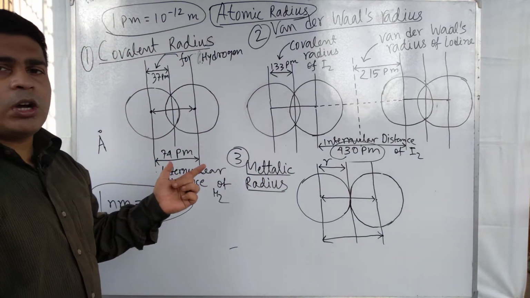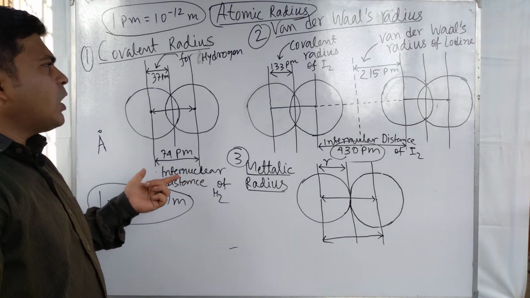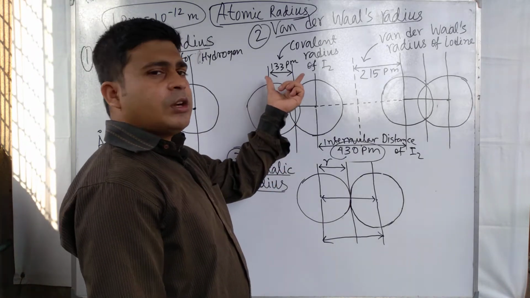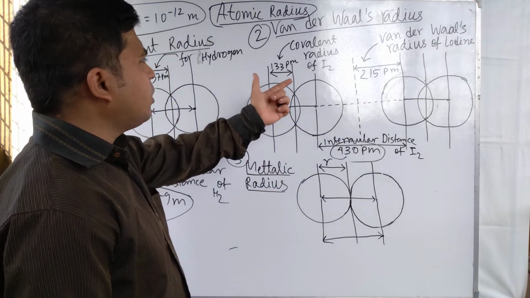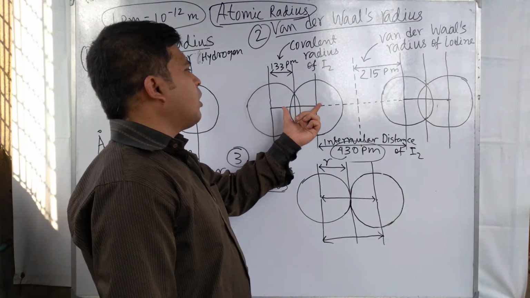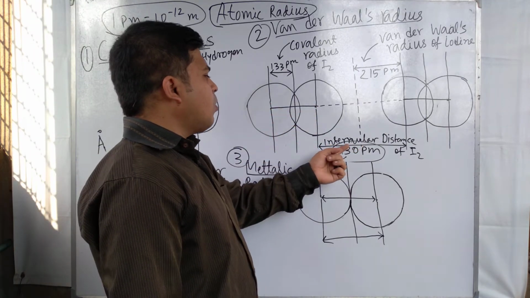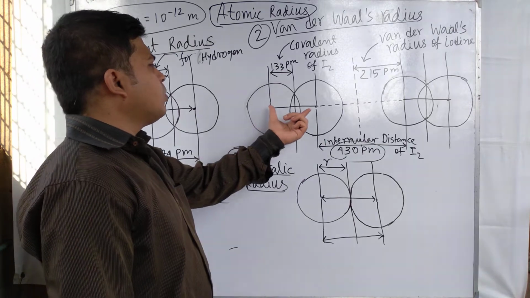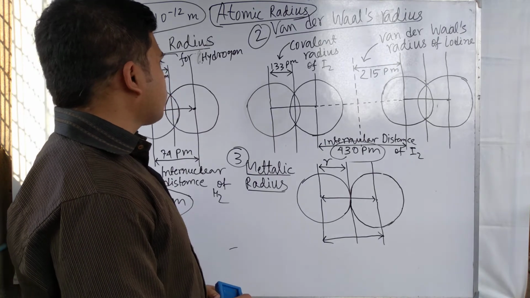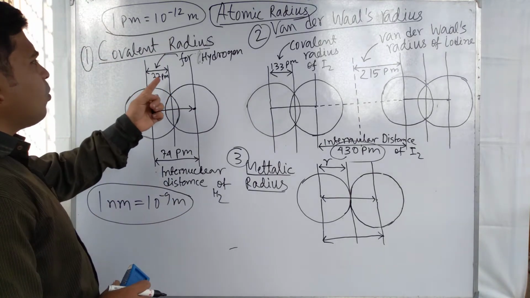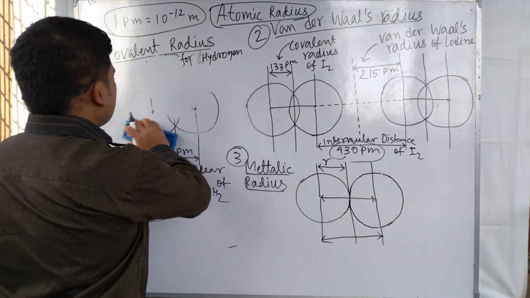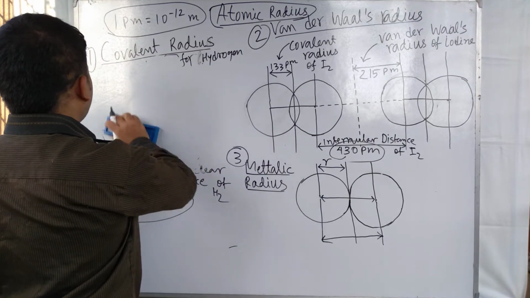From this concept you can easily solve a numerical problem. If any type of radius, covalent radius or van der Waals radius, is given to you, then you can calculate the internuclear distance, or if the internuclear distance is given to you, then you can calculate the van der Waals radius or covalent radius. For covalent radius, it is for homoatomic molecules, but you can also calculate it for heteroatomic molecules.